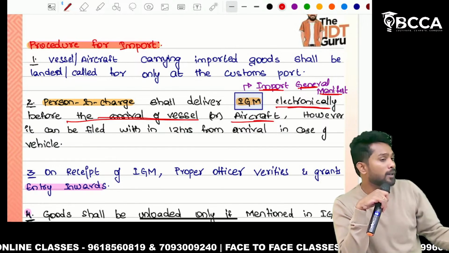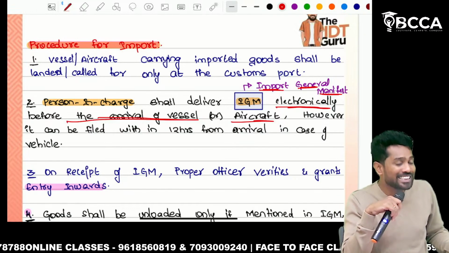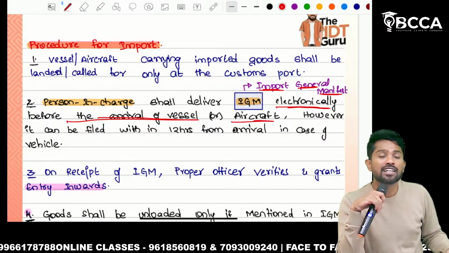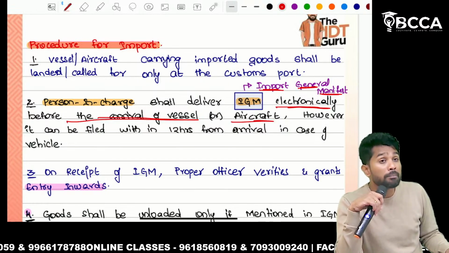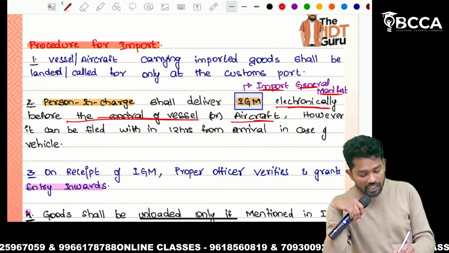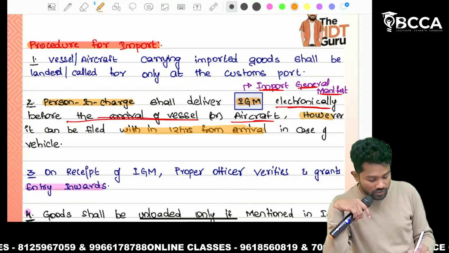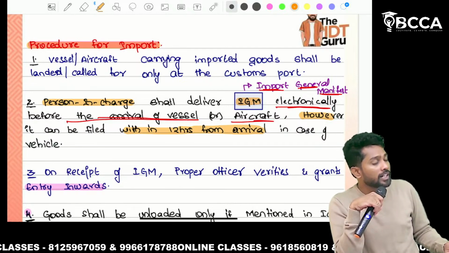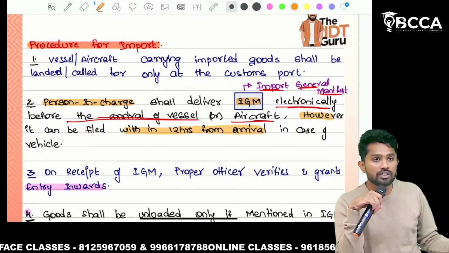I mean, they'll be unloaded in an Indian port, but will be shifted to another ship and moved to some other country. So the list of the details of all those goods will be mentioned, and such a list is called an IGM, and such an IGM has to be filed with the customs office before the arrival of the vessel or aircraft. However, if it is a land route, then it can be filed within 12 hours from arrival also. Sea route or air route, IGM has to be filed before arrival. If it is a land route, it can be filed even after arrival within 12 hours.